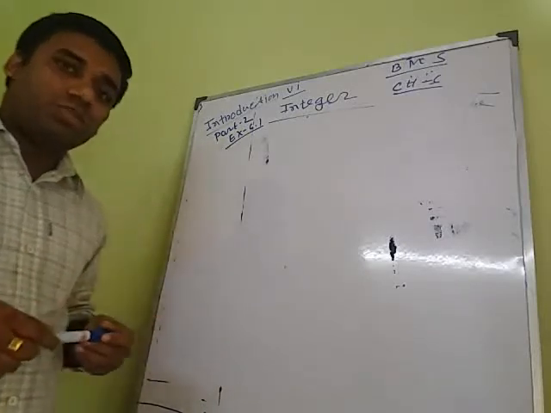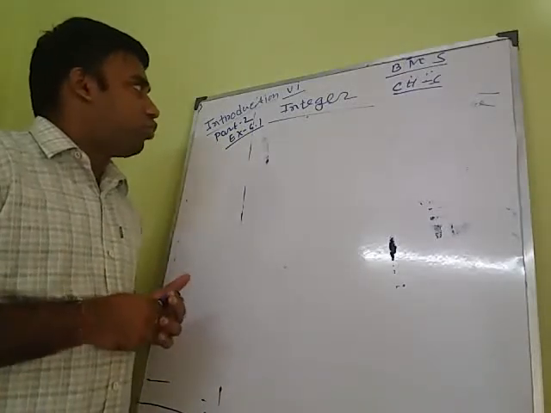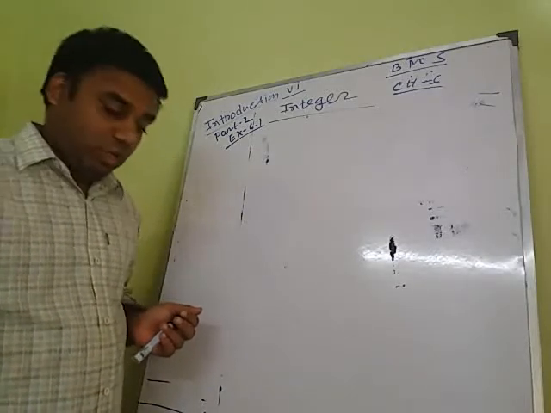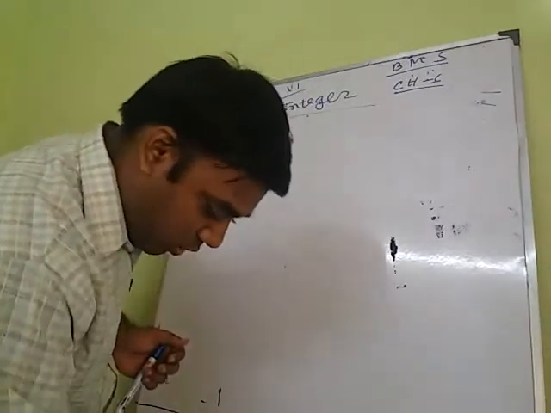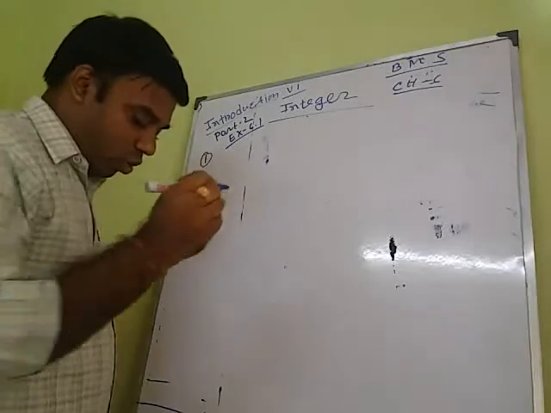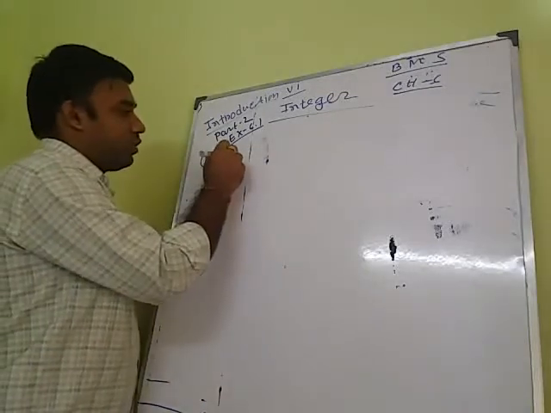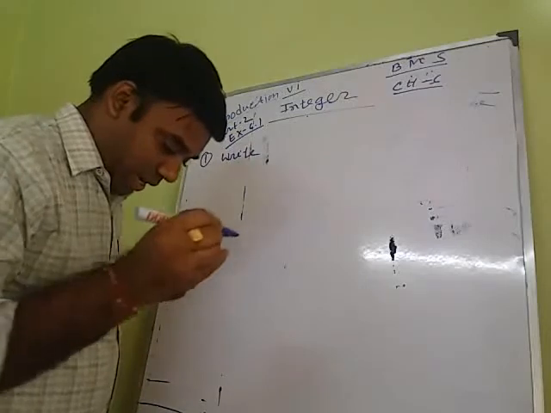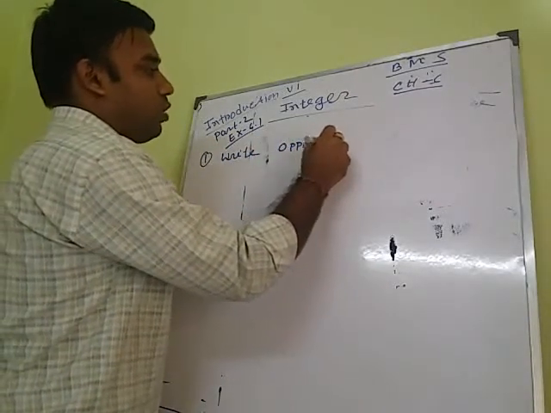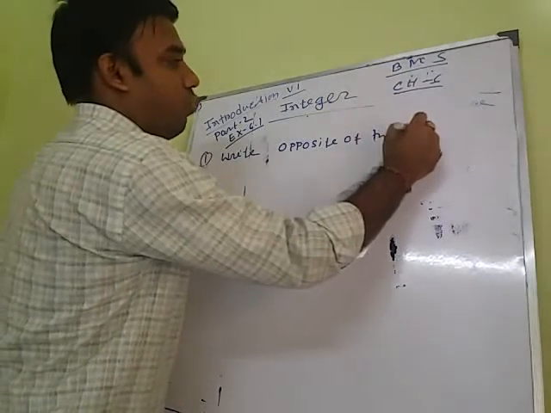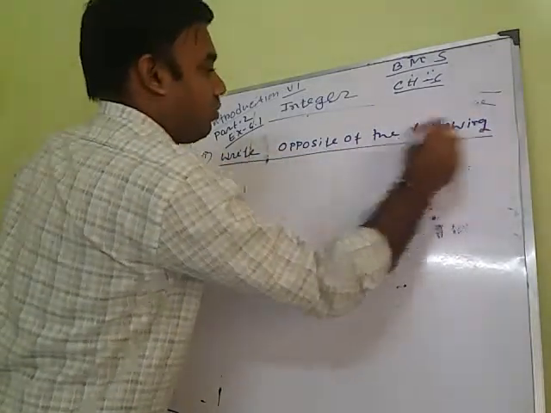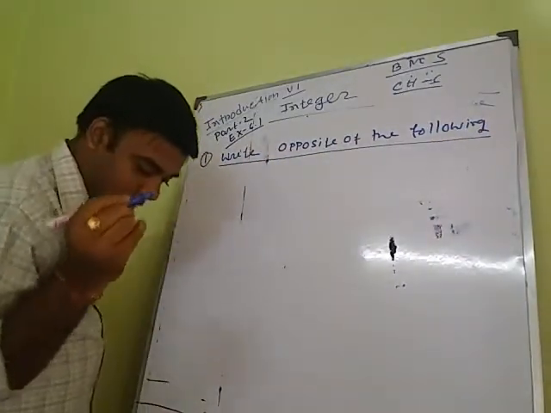Students of class 6, today I will solve exercise 6.1 of the chapter Integers, questions number 1 and 2. The first question statement is: write the opposite of the following. We have to write the opposite statement of the following statements which are given.